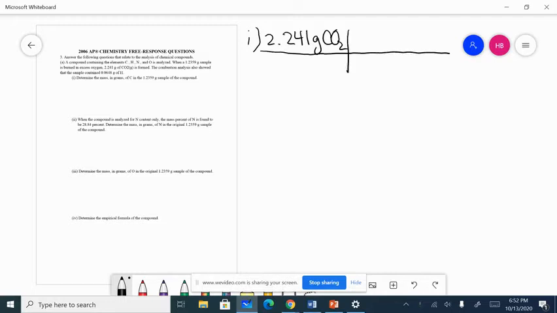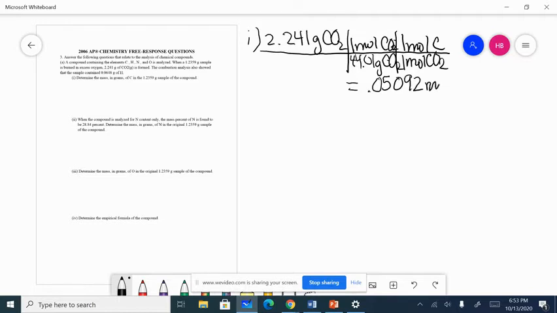We're going to do this just the way we did before. First, changing grams of carbon dioxide to moles of carbon dioxide, and then we're going to pull the carbon out of the carbon dioxide, and the answer will be 0.05092 moles of carbon.